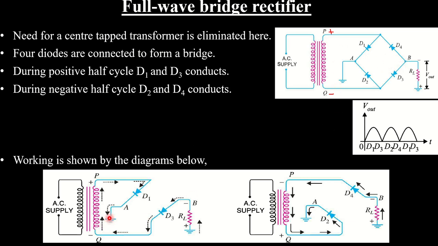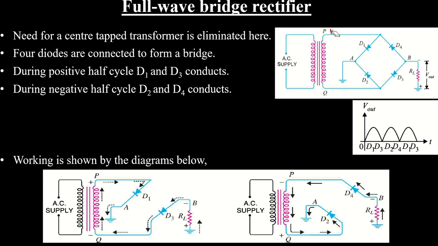So this diagram will show you exactly what happens during the positive half cycle. From P the current starts to flow this way to A, then through the resistance it reaches the point B, and then D3, and it completes the cycle during the positive half cycle. Now consider the negative half cycle.